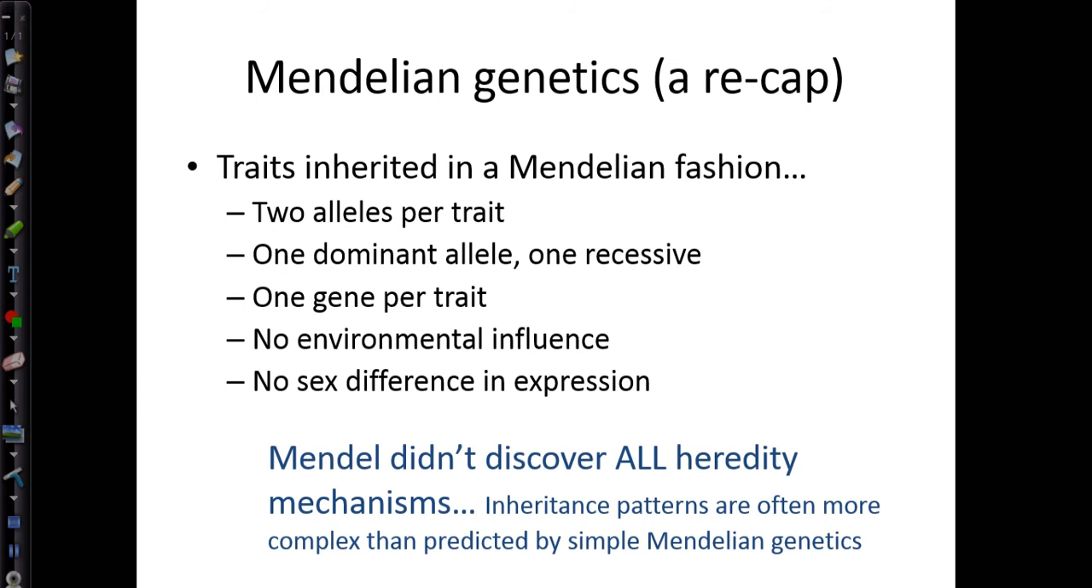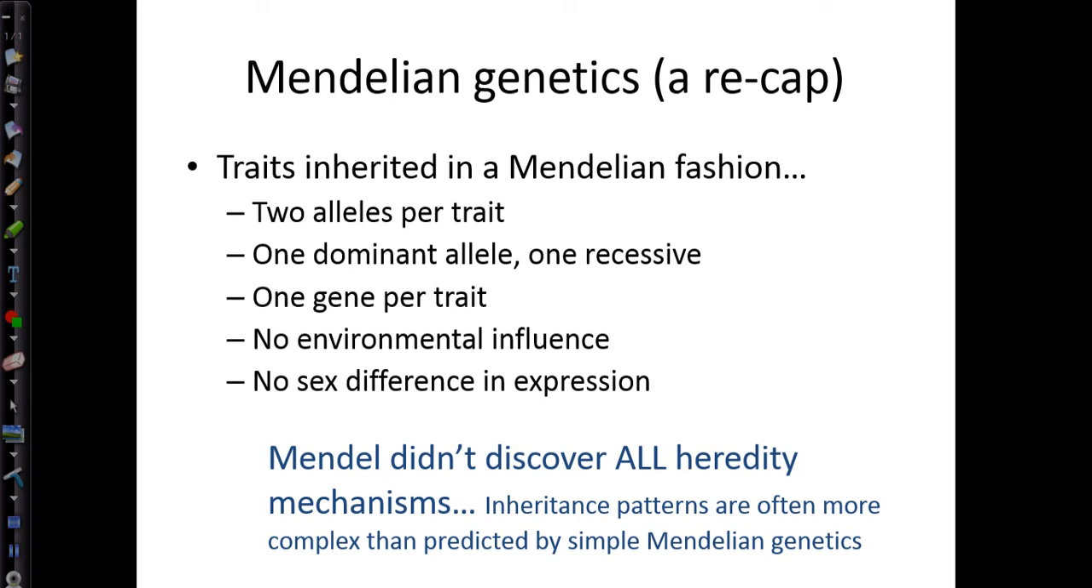So please understand, Mendel did not discover all hereditary mechanisms. He did not come up with all of heredity. Inheritance patterns are often more complex than those that Mendel discovered. Mendel was quite fortunate he picked peas to look at because they have some traits that are inherited in a very straightforward system: two alleles, one dominant, one recessive, one gene per trait, no environmental influence, and no sex difference in expression. Other mechanisms of inheritance, though, are more complicated and a little more involved.